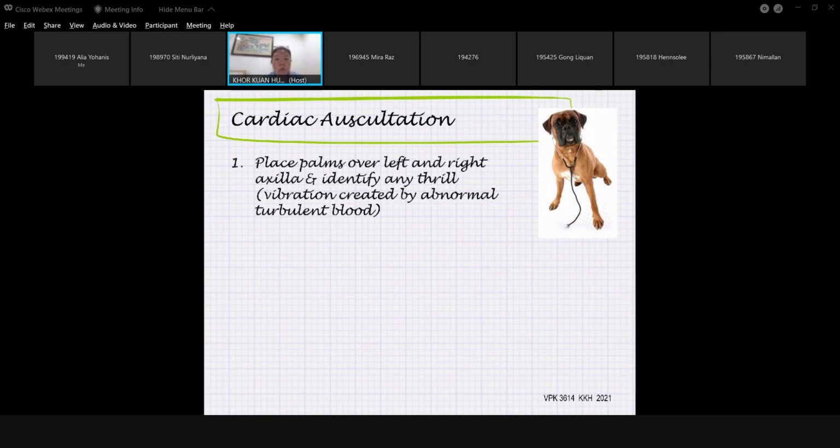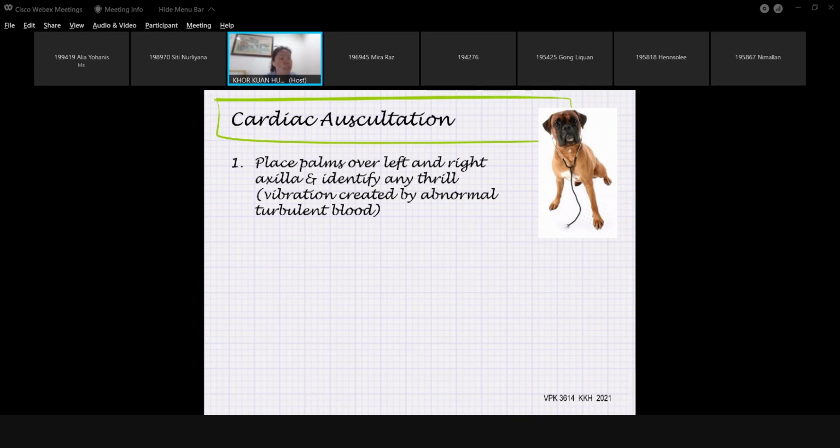So when we listen to heart sound, normally I look at the dog, I know where's the location, right? But I don't straight away put my stethoscope there, okay? Often I would want to place my palm over on the left and on the right axilla, and then I want to identify for any thrills, okay? Thrill sounds like excitement, isn't it? Thrill sounds like happiness, like, yay, I'm going to do something. But unfortunately, for cardiac auscultation, that's not the meaning for thrills.